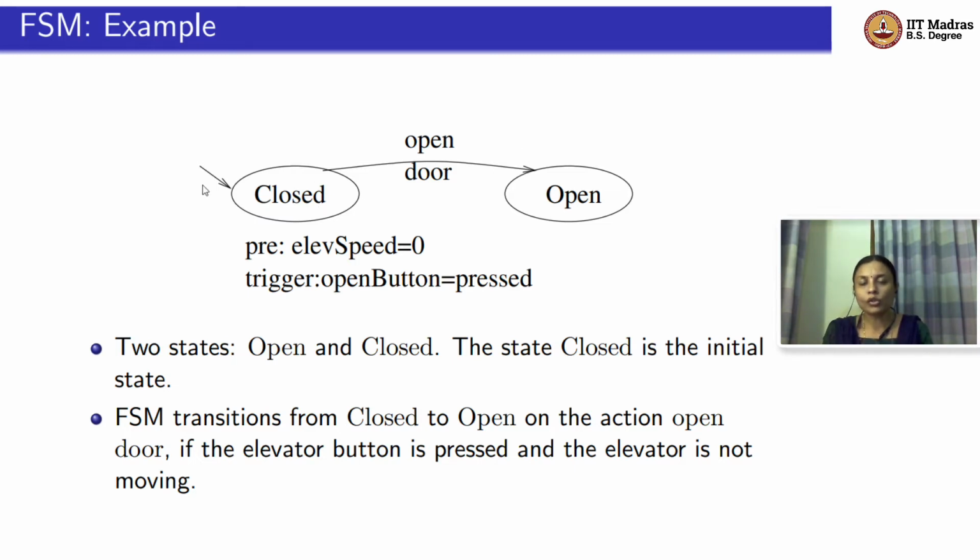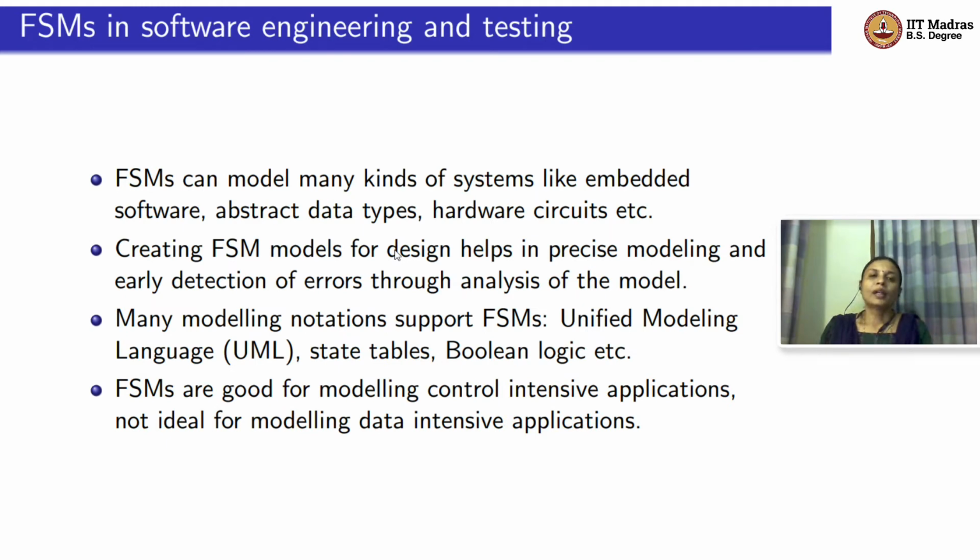One state is closed, which is also the initial state. The other state is open, which is the second state. An action of pressing a button for opening the door results in the action open door and results in change of state by taking this transition, as long as elevator speed is zero. That is, it is not moving. So this was a very small example. We will look at more interesting examples.